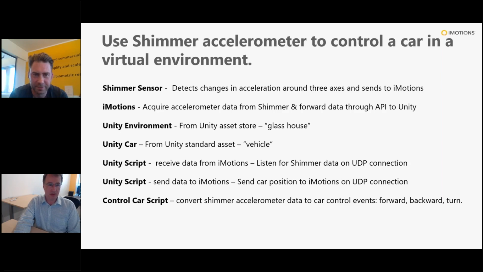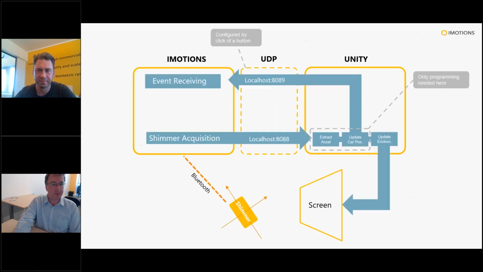And then we have two scripts, and that's basically where the work was done. One script in Unity is built to receive data from iMotions. The other one is to send data to iMotions. And then we have modified a little bit the car control script. But the emphasis of the next few slides will be on the two scripts to receive and send data.